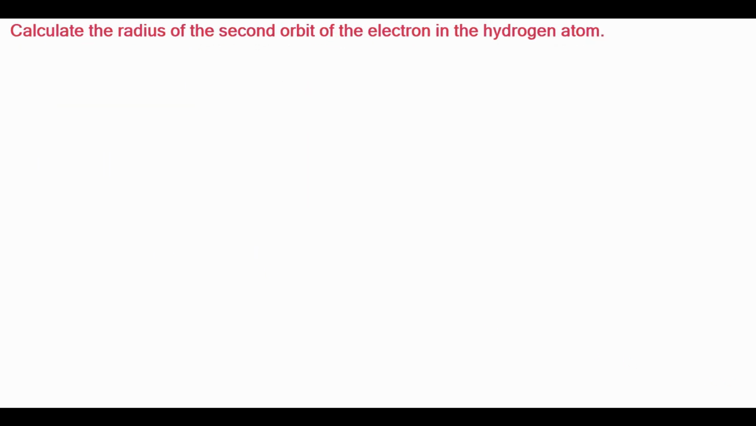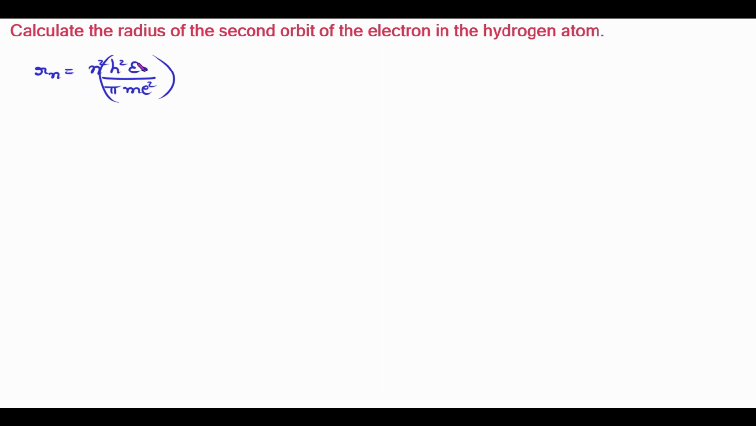Next question. Here they are asking you to calculate the radius of the second orbit of the electron in the hydrogen atom. According to Bohr's theory, the radius of the nth orbit of an electron in a hydrogen atom is given by Rn is equal to n square h square epsilon naught divided by pi m e square. This is the general expression for the radius of the stationary orbit.